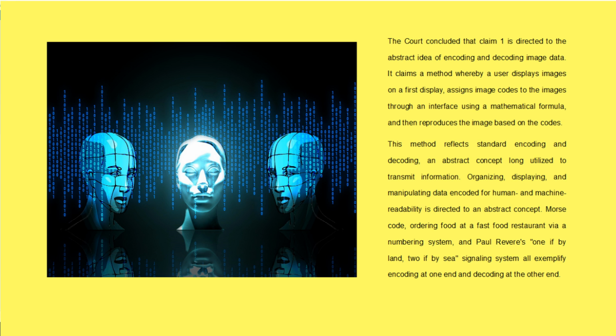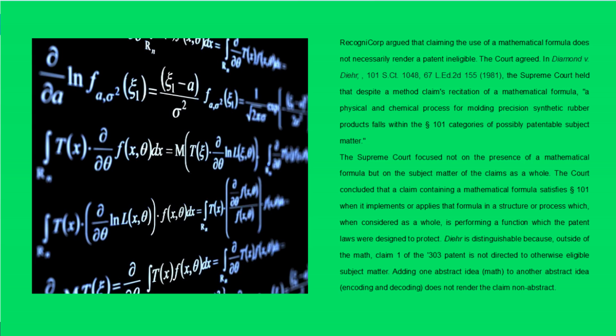Morse code, ordering food at a fast food restaurant via a numbering system, and Paul Revere's one if by land, two if by sea signaling system all exemplify encoding at one end and decoding at the other end. Recognicorp argued that claiming the use of a mathematical formula does not necessarily render a patent ineligible. The court agreed.